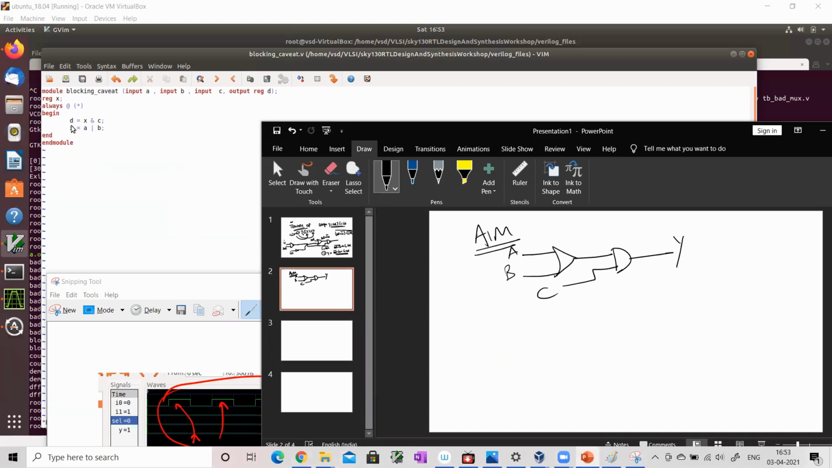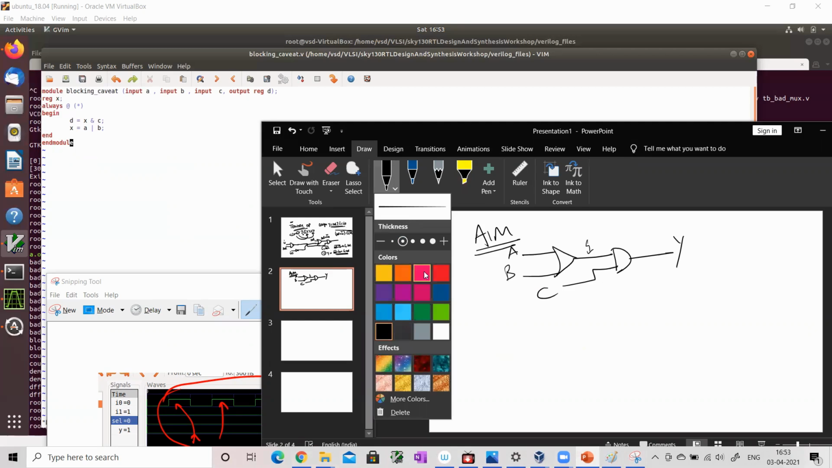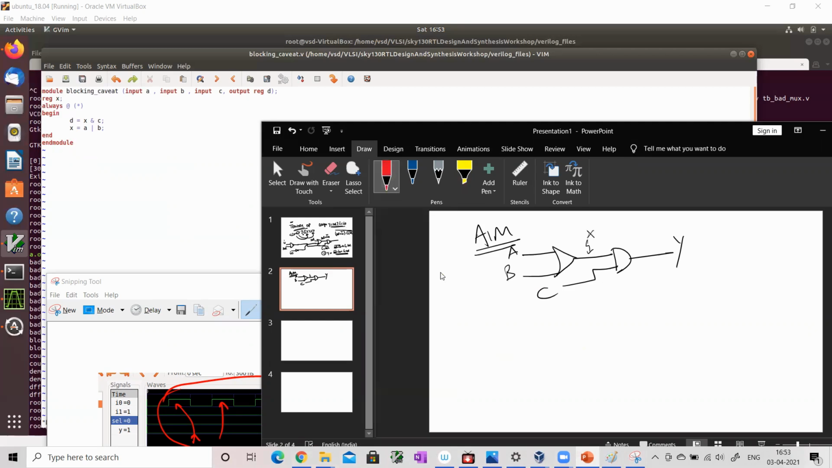So we have created X is equal to A or B and D is equal to X ANDed with C. So this intermediate point, we are calling it by the name X. Okay. So X is A or B and D is, or sorry, this is called D. This is not Y, this is D. So D is X ANDed with C. There's no problem here, but the only problem is we have written this as blocking statement.